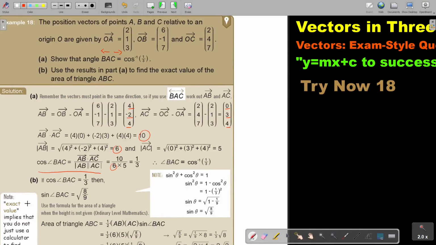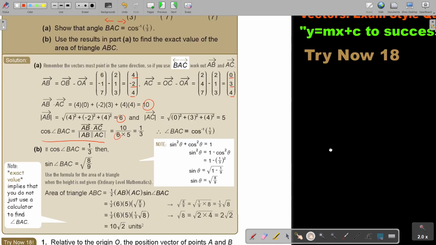Okay, let's continue with part B. Use the results in part A to find the exact value of the area of triangle ABC. Now remember, it's not 90 degrees, so I will use my ordinary level trigonometry, with the included angle. Now let's start. If cos BAC is a third, now this is actually very challenging how I came across this value. I use the identity sin squared theta plus cos squared theta is 1. So I make sin squared theta the subject of the formula.